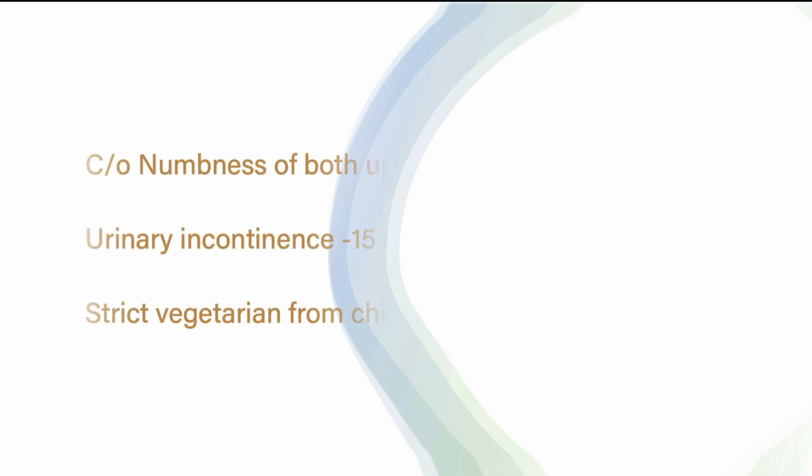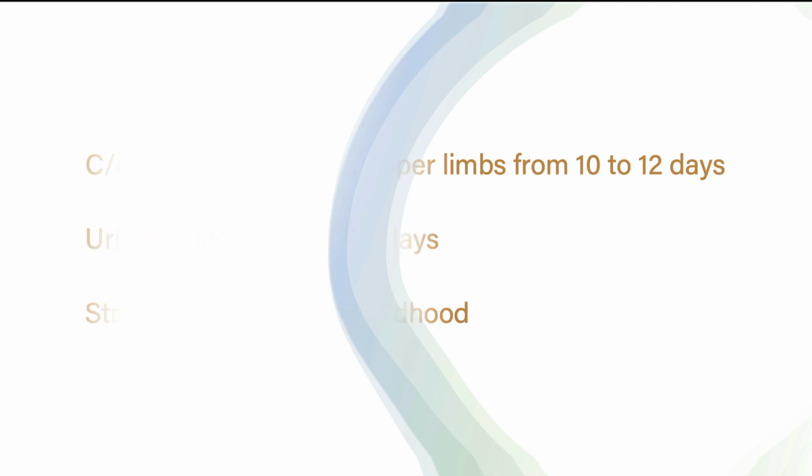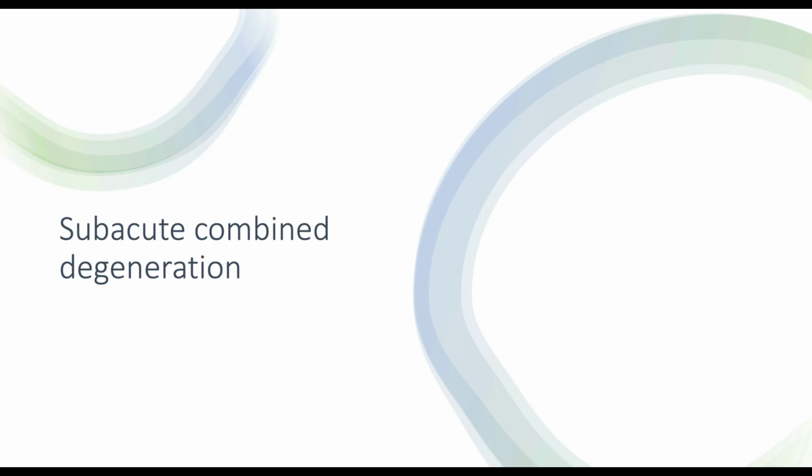So retrospectively, we have evaluated. The patient also had numbness of both upper limbs for 10 to 12 days, and there was urinary incontinence for 15 days. He was a strict vegetarian from childhood. So the final diagnosis we made with the above imaging findings and classical history is subacute combined degeneration.